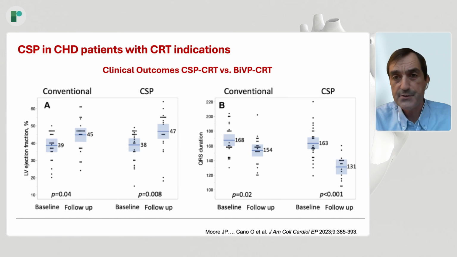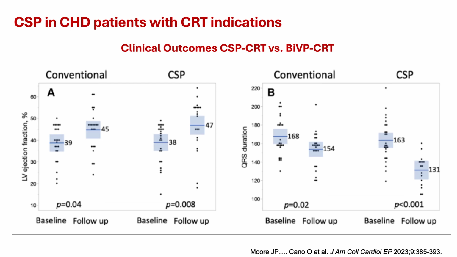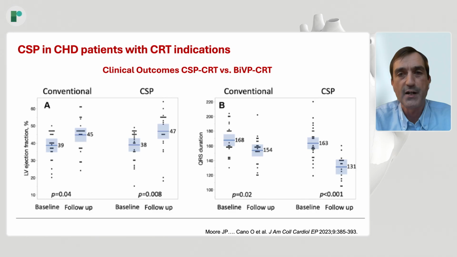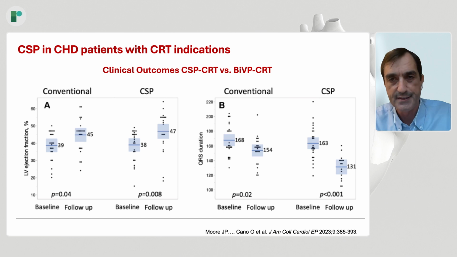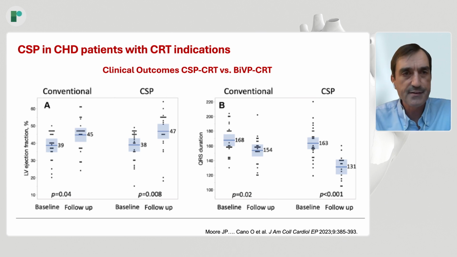This is the largest series published so far of conduction system pacing in patients with congenital heart disease, showing that in a small subgroup of 25 patients with CRT indications, CSP was feasible and showed a significant improvement in the left ventricular ejection fraction and also a significant reduction in the QRS duration. Next slide, please.